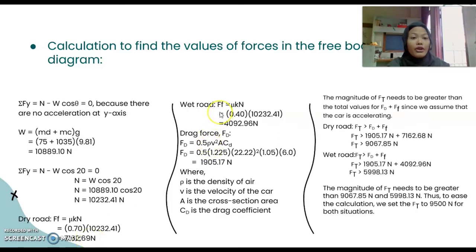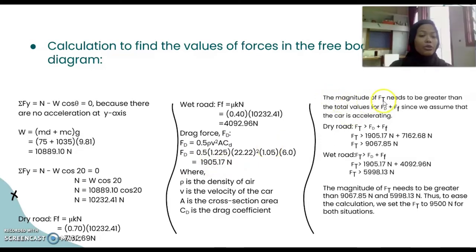And for the frictional force of the wet road, with a coefficient of 0.4, we got the value is 4092.96 Newton. Okay, and for the drag force, we have the formula of 0.5 times the density of the air and also the velocity of the car squared, and also the cross-sectional area and also the drag coefficient. And we substitute the value and we got the drag force is equal to 1905.17 Newton.